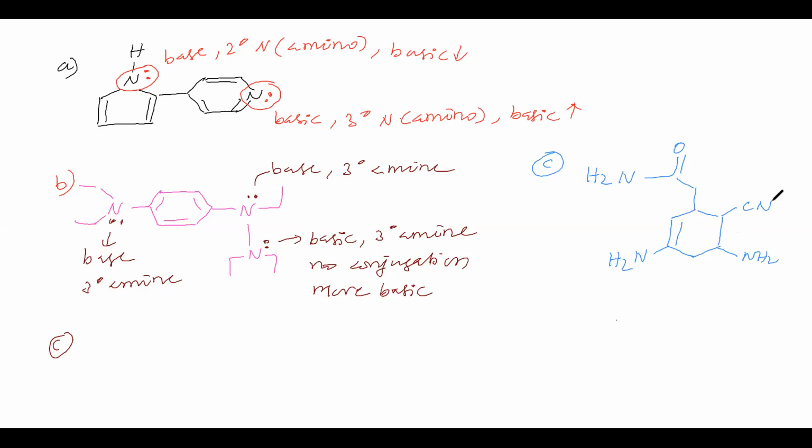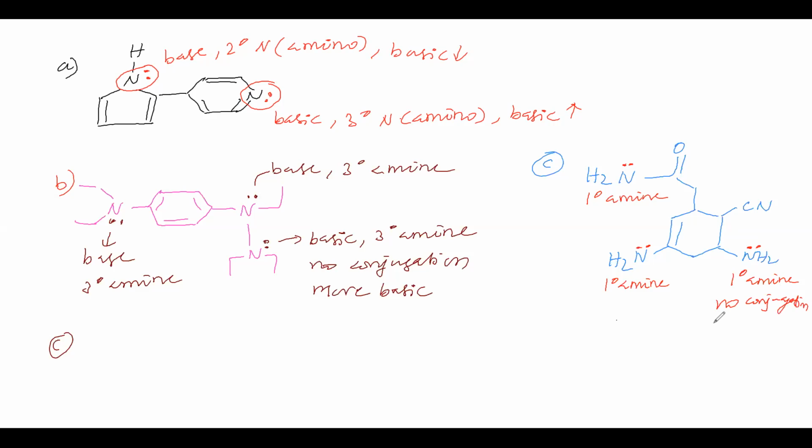Now we will see the basic nitrogens. This nitrogen has a lone pair, and it is a primary amine. This nitrogen has a lone pair, and it is a primary amine. This nitrogen has a lone pair, and it is a primary amine. This lone pair is in conjugation with this double bond. This lone pair is in conjugation with this pi bond. This lone pair does not have any conjugation.